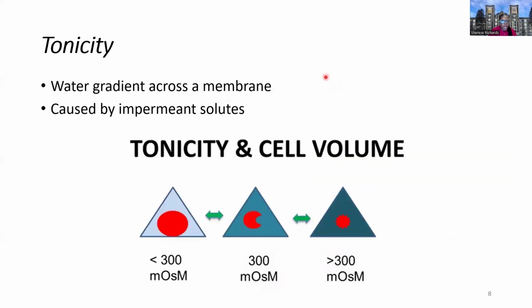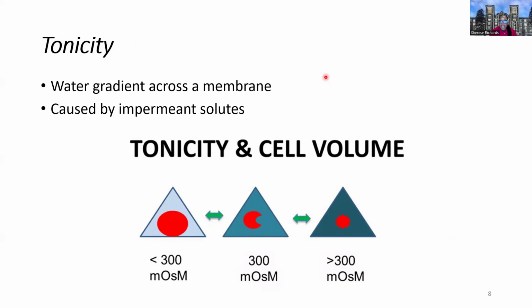All right, let's get to talking about tonicity. Tonicity is another term that is used when we think about water and the gradient that's created by water movement. So the definition of tonicity is the water gradient that is caused by the impermeant solutes. So with tonicity, we're not looking at all the solutes that are dissolved in either solution. We're looking at only the impermeant solutes, so only the solute particles that cannot cross the membrane.